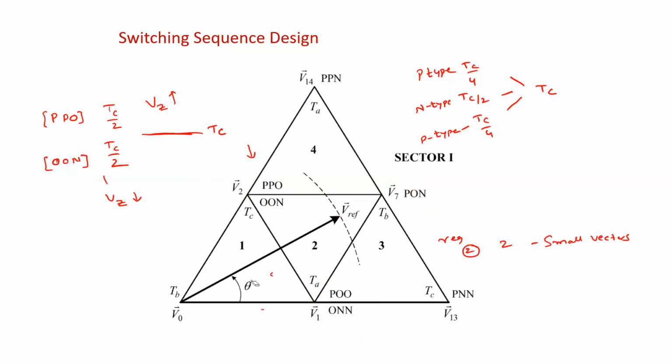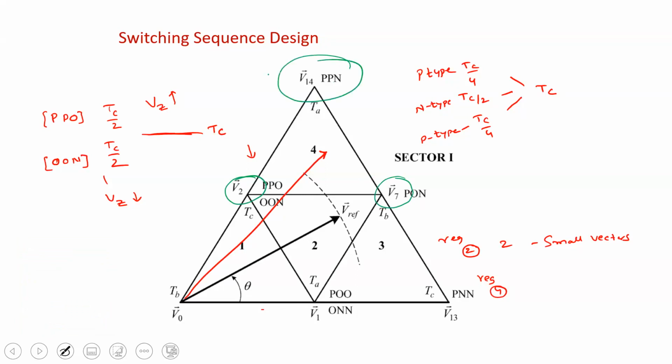Similarly, let us assume that this V reference is falling in region 4. So if this is the case, we have V2 vector, which is a small vector, V7 vector, which is a medium vector, and this V14, which is the large space vector. So V2, V7, V14, that means it's composed of small, medium, and large space vectors. All right. So here, in region 4, it consists of only small vector.